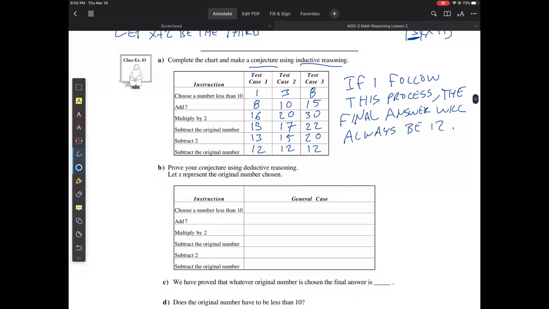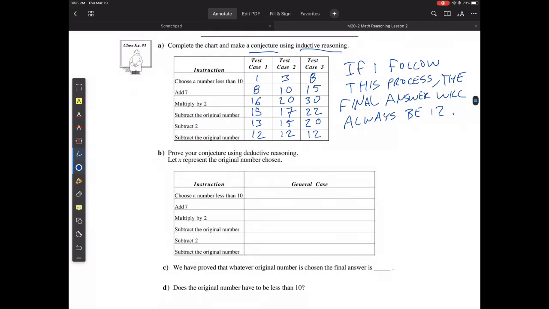Now, that was using inductive reasoning. I took some case examples and showed it. If I'm using deductive reasoning, I'm going to use variables, in this case the letter x, for my number, to prove that no matter what number I pick, it's always going to be true.